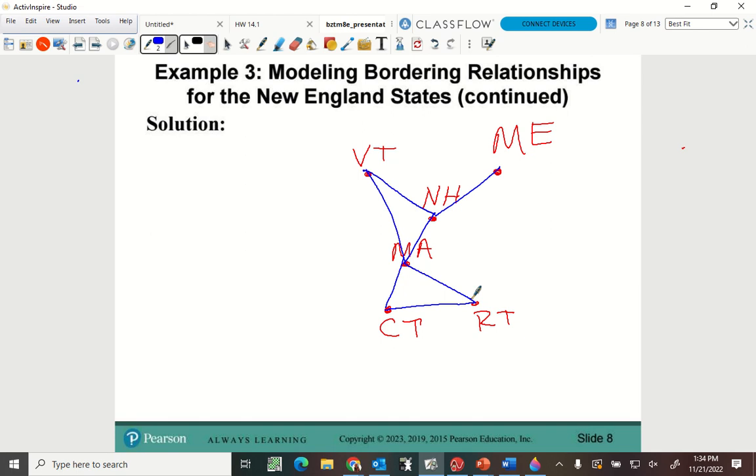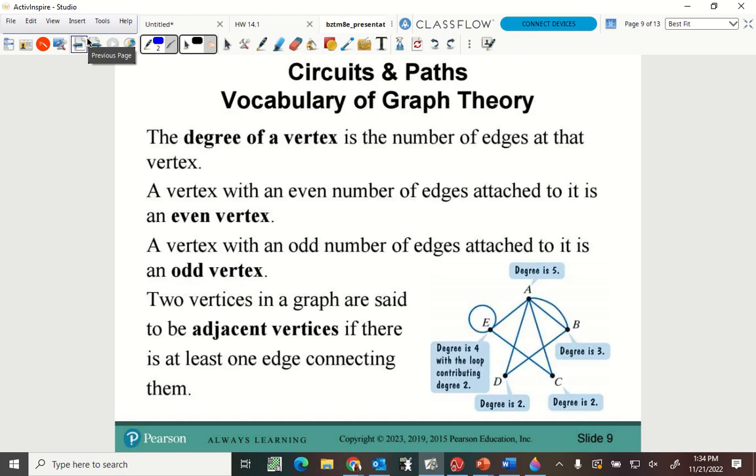Now, what are these lines called? These are referred to as edges. Very good, so those are the edges going between there. Now, let's take a look at some of the vocabulary. The degree of a vertex is the number of edges at that vertex. Now let's go back and see what the degree is for each one.